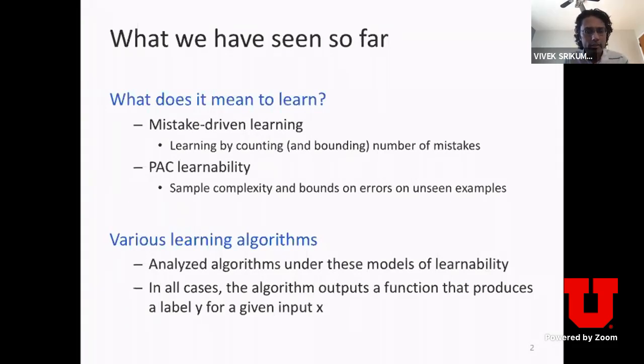Under these models, we've seen various learning algorithms. We've seen the perceptron under the mistake bound family. We've seen SVM under the PAC family. And in your homework, you will see AdaBoost, which historically owes its lineage to the PAC family. In all these cases, the learning algorithm produces a classifier that gives a label to a certain example.